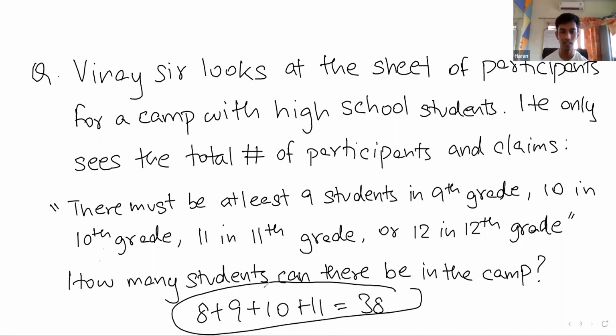This is what you've answered here. The worst case scenario is where I take 8 students from 9th grade, 9 from 10th grade, 10 from 11th grade, and 11 from 12th grade. And that comes up to 38 students. So with 38 students, there is a possibility that Vinay sir is wrong about his statement. And it's also true for any number below 38 because you can just take away students from this count. But what about more than 38? Is the statement always true for more than 38?